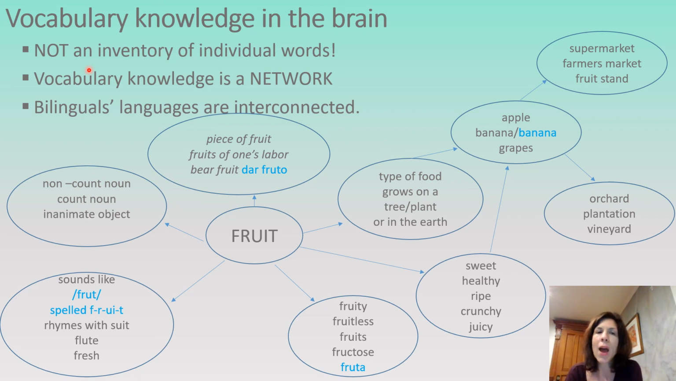And so, as you can see here, this is a network, right? This is a network based on one concept, okay? The concept of fruit. So based on one word and the concept that that word represents, you can map out all of these different areas with your students depending on what you want to focus on.